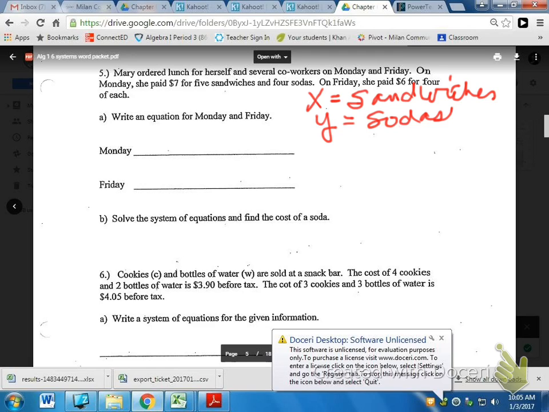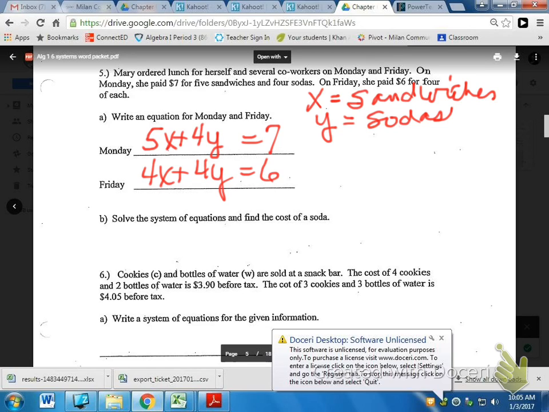Okay, so Monday, $7 for 5 sandwiches and 4 sodas. What do you think that equation would look like, Maitri? 5x plus 4y equals 7, definitely. Okay, Friday, she paid $6 for 4 of each. What's that Friday equation going to look like? 4x plus 4y equals 6. So we have written our system.